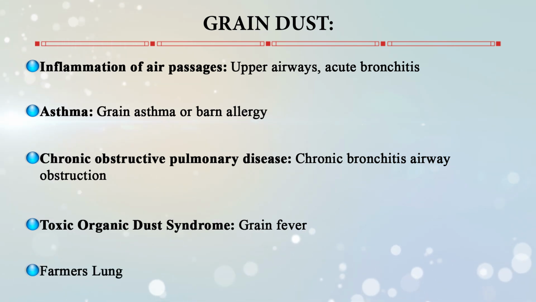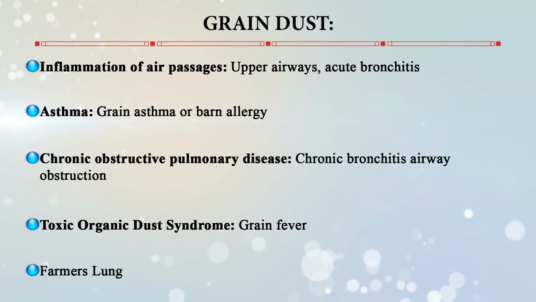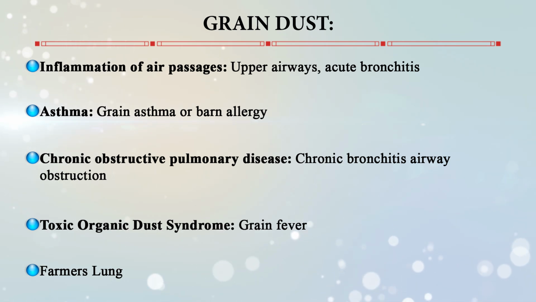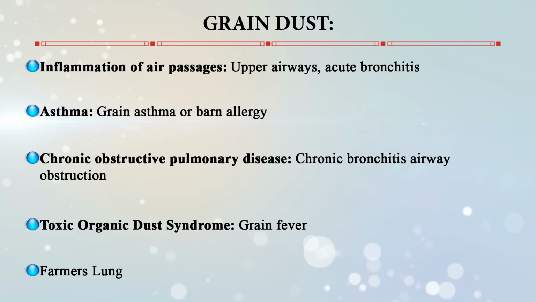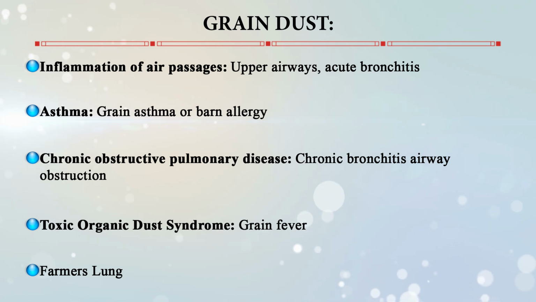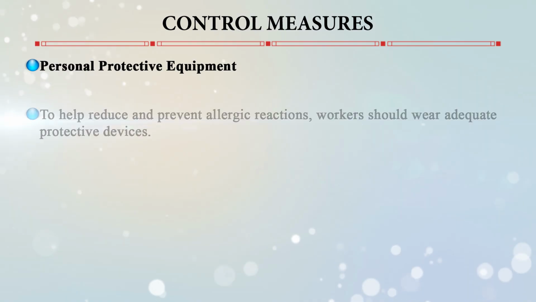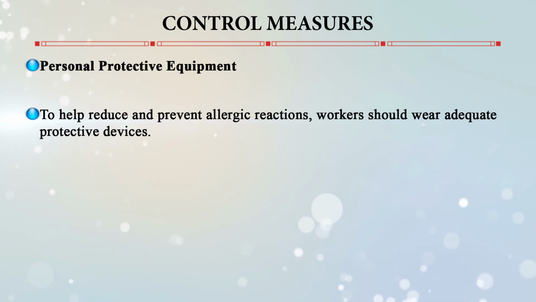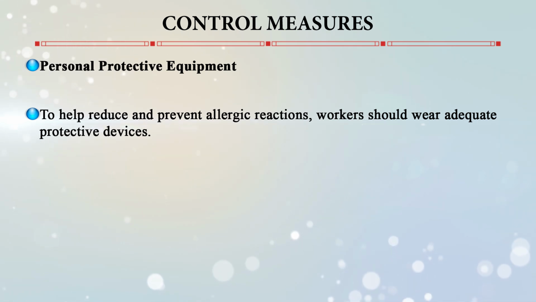And farmer's lung, where moldy actinomycetes can cause grains and other materials to be contaminated, and when those particles are inhaled, the farmers and the workers can get affected. So we also need to know the control measures that can be taken for farmers and agricultural workers. In the case of the grain and dust allergies that we discussed, the farmers can reduce and prevent allergic reactions by wearing certain protective devices.